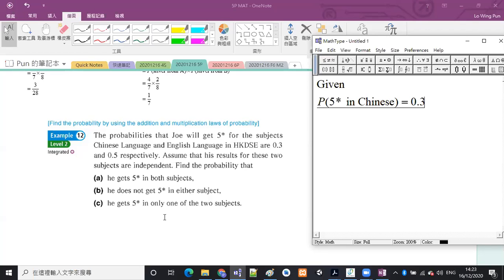Okay? And the probability is equal to 0.3. Can you get this? And there's another number given, 0.5, which is the probability that Joe will get a 5-star in the subject of English language, which means that the second given information is obtaining 5-star in English. This probability is given to be equal to 0.5. Can you get this?